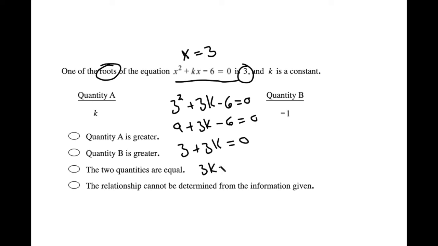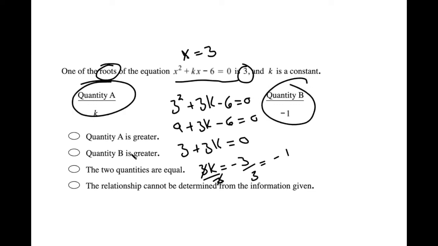So I got 3k equals negative 3. And then I'll divide both sides by 3. Almost done here. And I find that k, would you look at that, equals negative 1. So it turns out that quantity A and quantity B are equal to each other, meaning that the answer here is C.